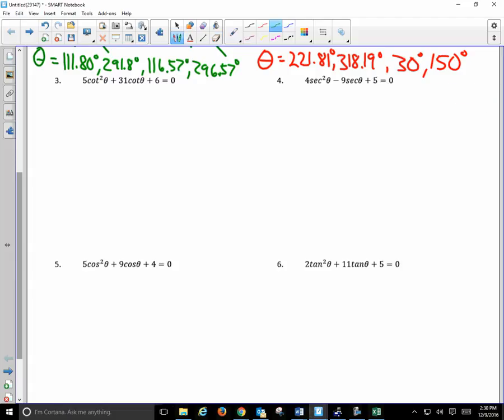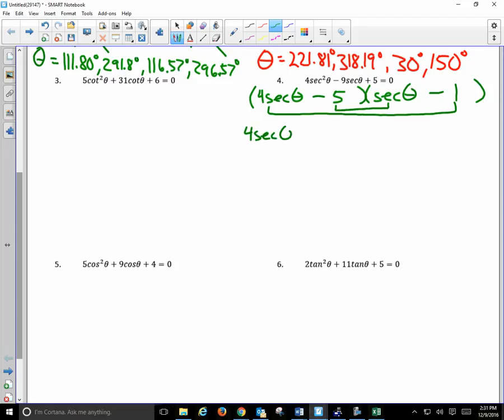What's our other choice? Yep, 4 secant and secant. Let's try a minus 5 and a minus 1. Does that work? Yeah, if you check the inside and the outside, you can see you get a negative 5 and a negative 4, which makes a negative 9. 4 secant of theta minus 5 equals 0. 4 secant of theta is equal to 5 over 4.